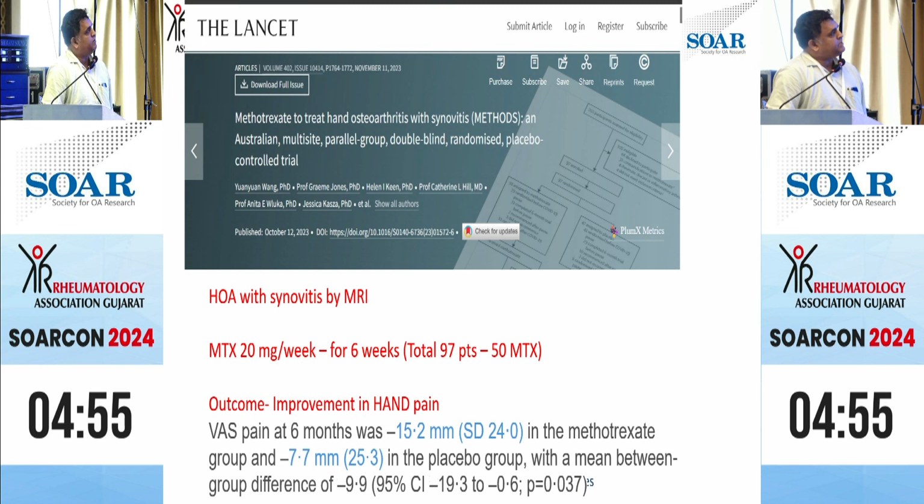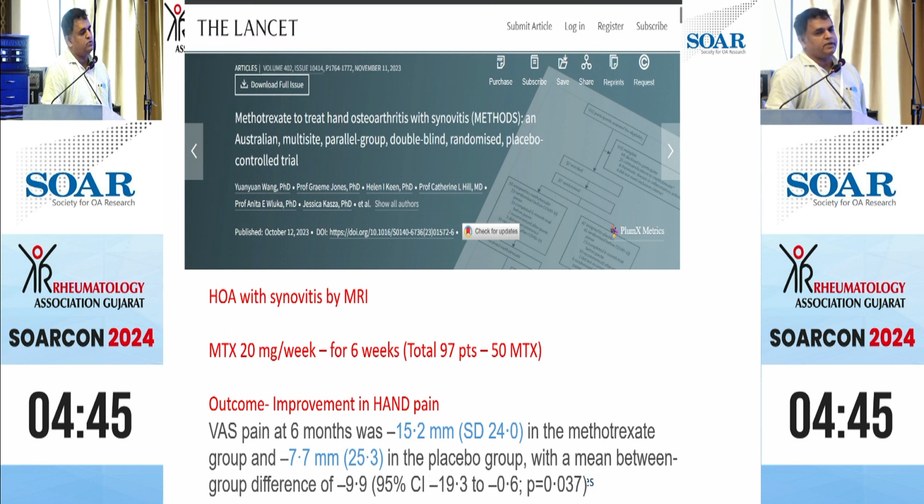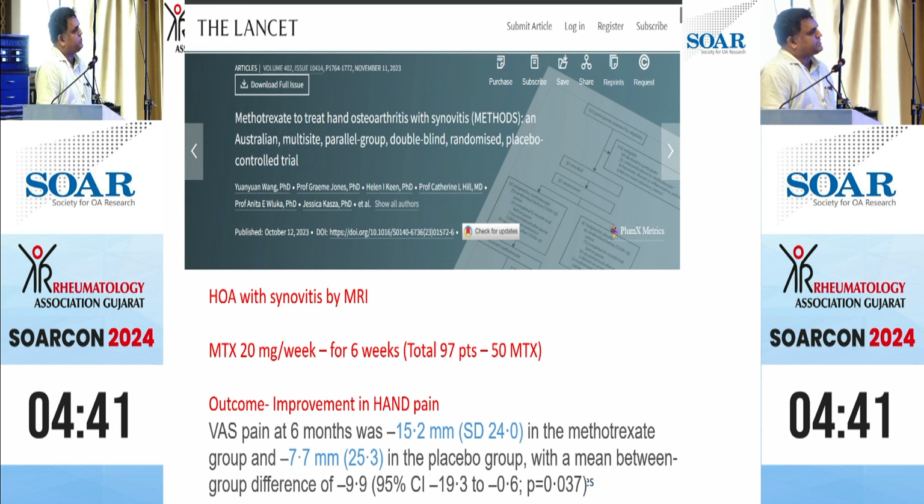This is a recently published study to treat hand osteoarthritis with synovitis. This is an Australian study. The hand OA was defined by synovitis on MRI. Methotrexate at a dose of 20 milligram was used. Previous studies had used a lower dose of 10 milligram. These patients were given methotrexate for 6 weeks, and the outcome was improvement in hand pain.